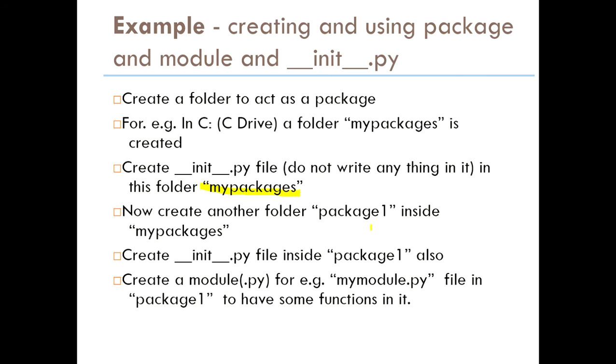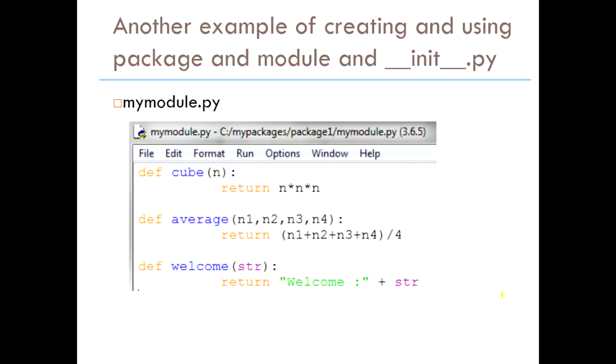Now create another folder package1 inside myPackages. Again we are creating a dunder init dunder.py file inside package1 also. Now create a module with .py extension, for example myModule.py in package1, to have some functions in it. Here three functions are defined: cube, which returns the cube of a number; average, which returns the average of four numbers; and welcome, which returns welcome with your passed string.